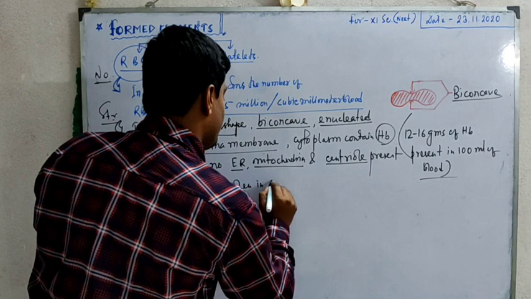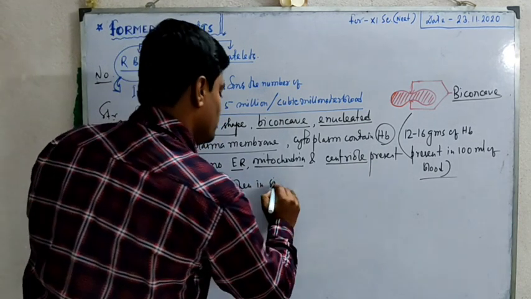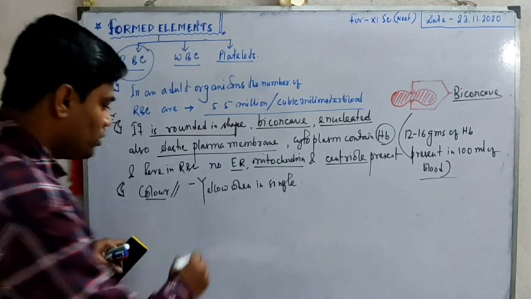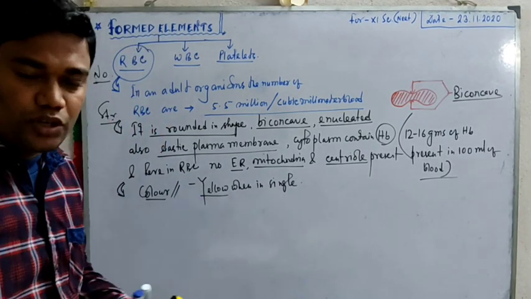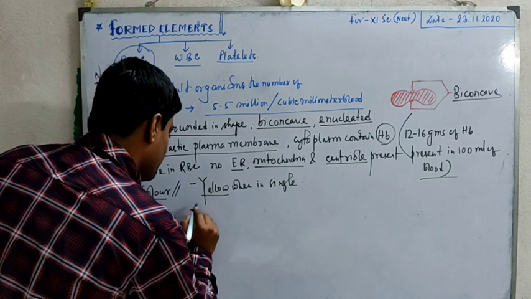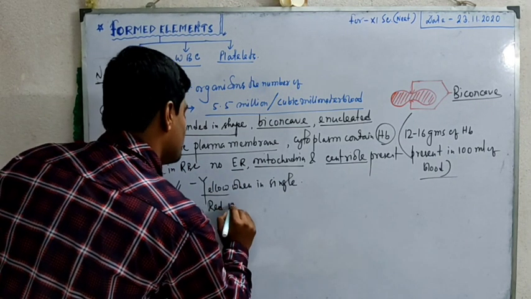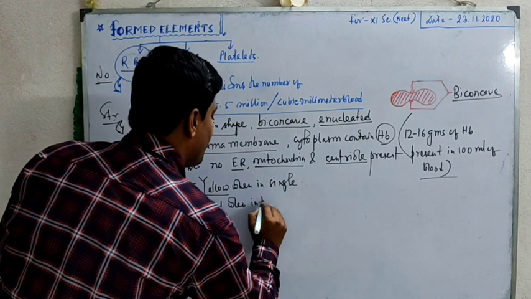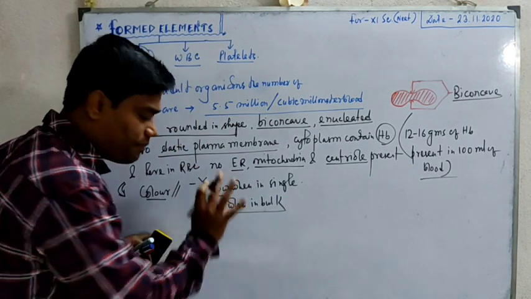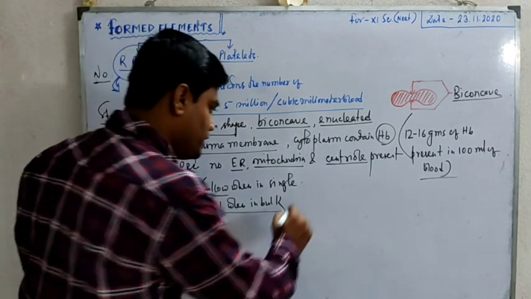Color: yellow when in single, when it is alone it looks yellowish in color, and red when in bulk, they appear red in color. Clear?